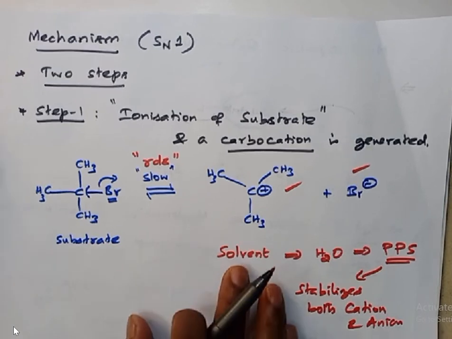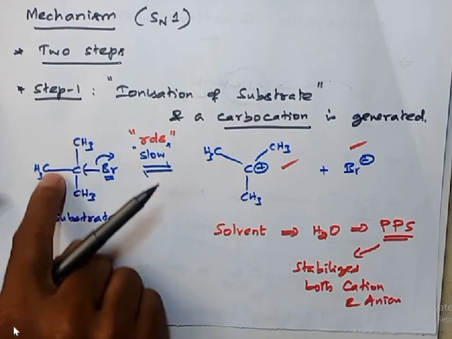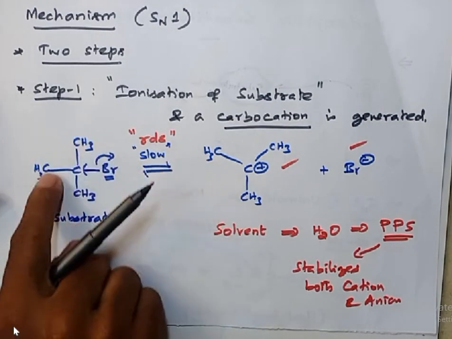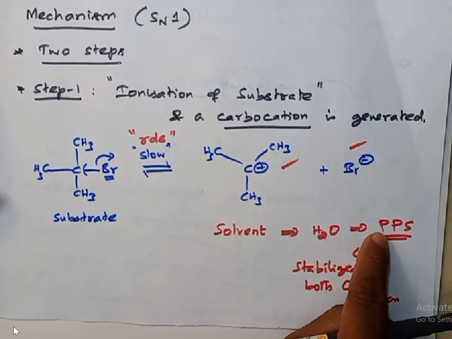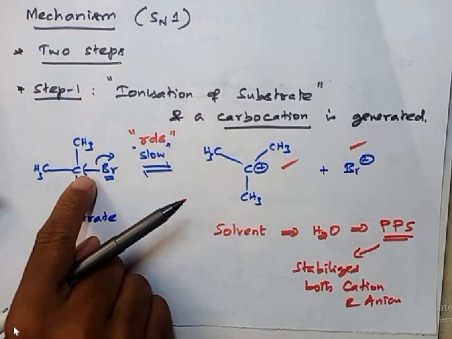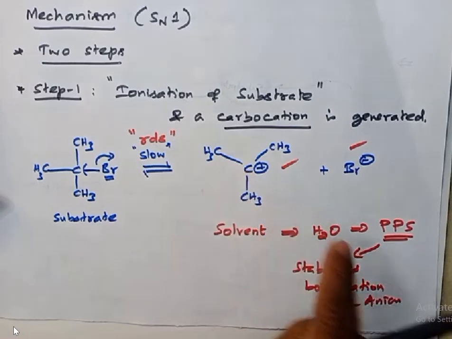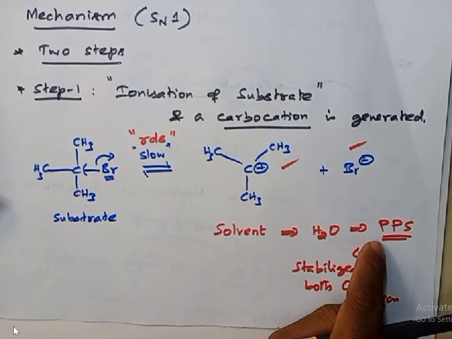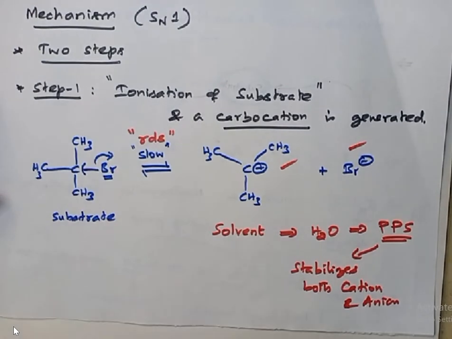In the rate determining step, it involves the substrate and carbocation, and the solvent. Therefore the rate of this reaction is decided by your substrate, the carbocation that is formed, and the solvent, and it also depends on the temperature. We will discuss that as we go along.